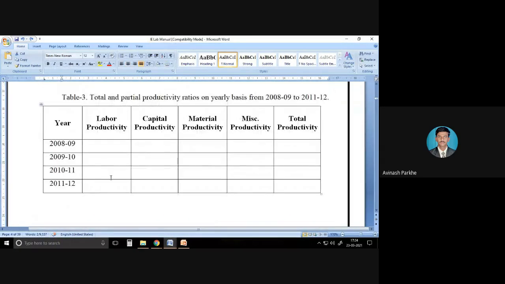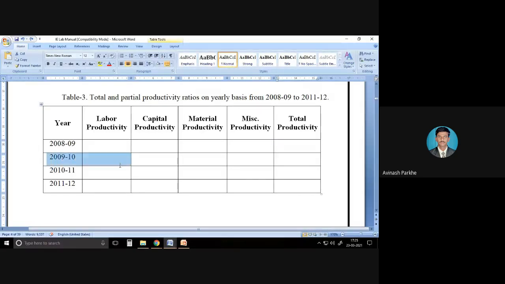But whatever the last table is there, you can see I have to calculate the labor productivity. In order to fill this second column, labor productivity means partial productivity. Total output upon labor input, you will get the answer. Then total output upon capital input, you will get the answer. Total output upon material input, you will get the partial productivity. And total output upon miscellaneous input, you will get the miscellaneous productivity. And the last column represents the total productivity, for academic year 2008 to 9, total output upon total input.